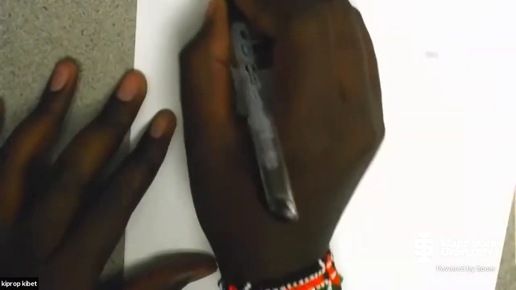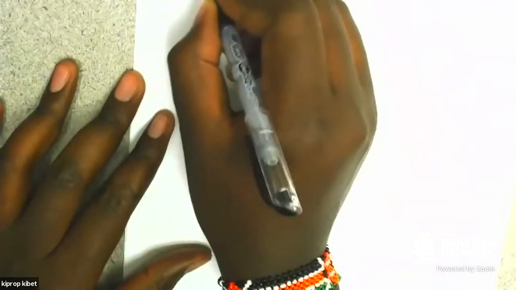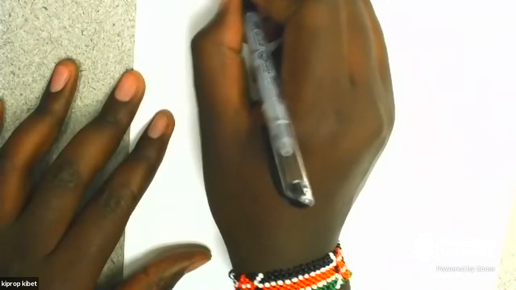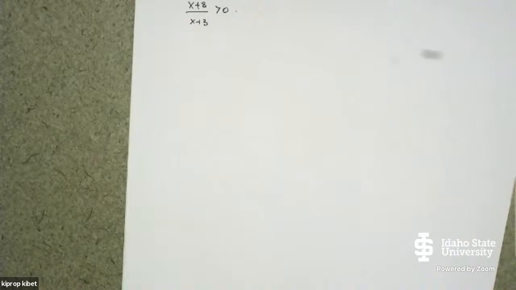Okay, another example. If we're also told to solve x plus 8 all over x plus 3 greater than 0. Leave it down a little bit. Greater than 0.